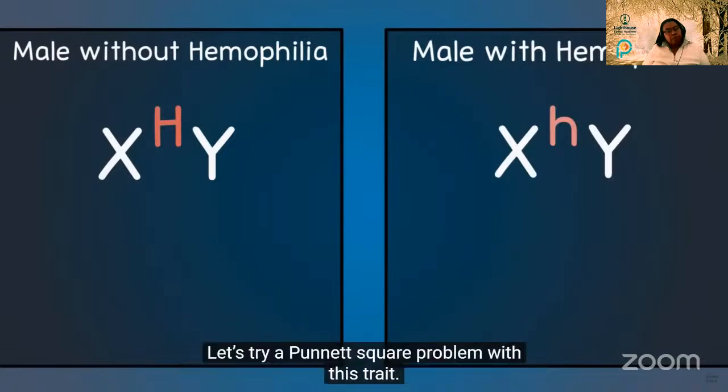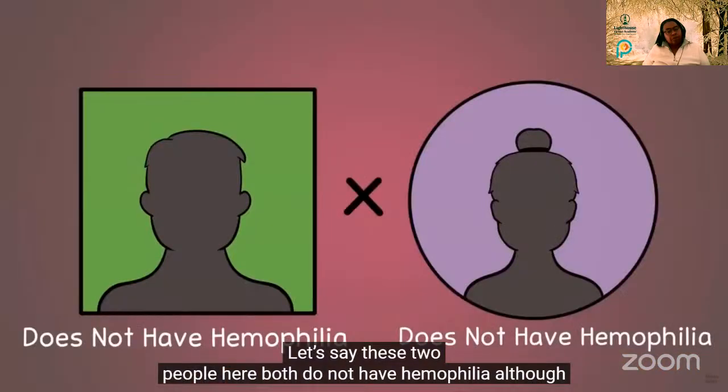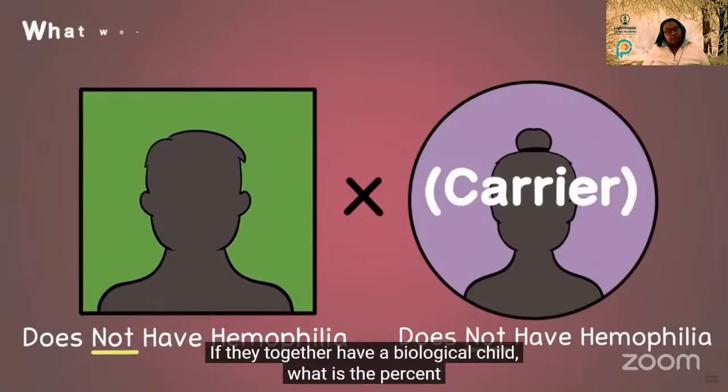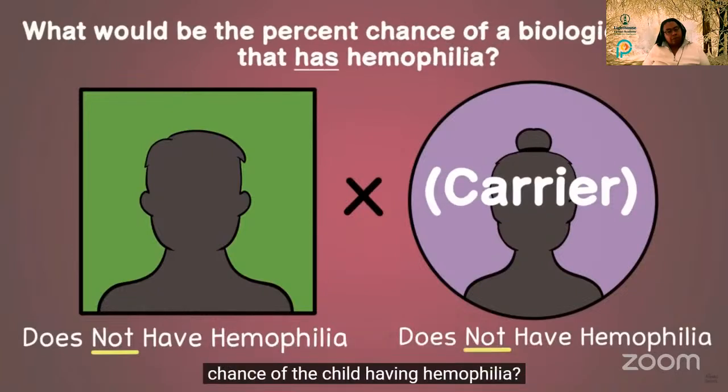Let's try a Punnett square problem with this trait. Let's say these two people here both do not have hemophilia, although the female is a carrier of hemophilia. If they together have a biological child, what is the percent chance of the child having hemophilia? Also give genotype and phenotype ratios.